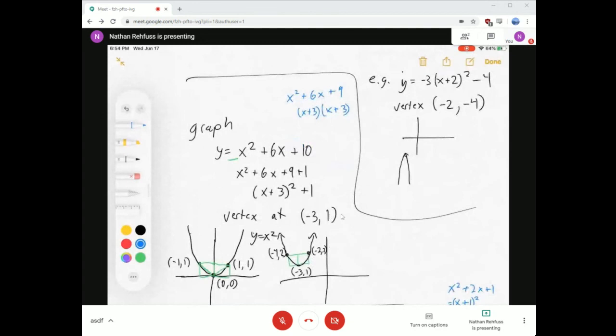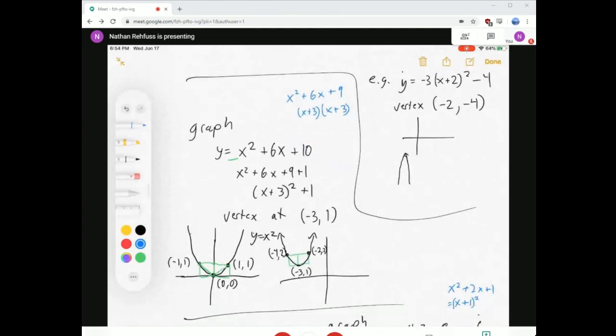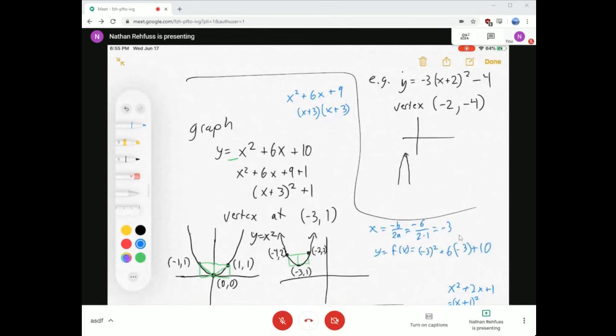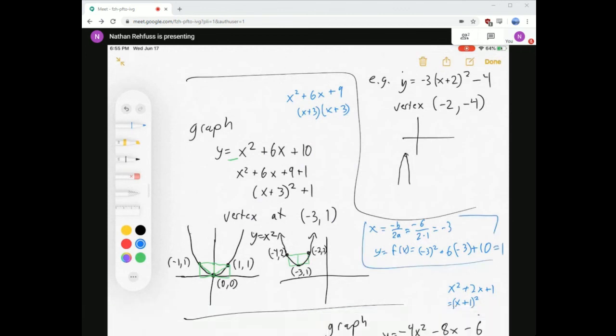How do you get the y-coordinate? Well, it's simple, really. If I know x equals negative b over 2a, which is negative 6 over 2 times 1, which is negative 3, then the y-coordinate of the vertex is f of that x. So it's negative 3 squared plus 6 times negative 3 plus 10. All I did is plug the x-coordinate into the function to find the y-coordinate. And you'll find that this is 9 minus 18 plus 10 gets you 1, which is this number here. So that's how you find the vertex. Pretty handy.